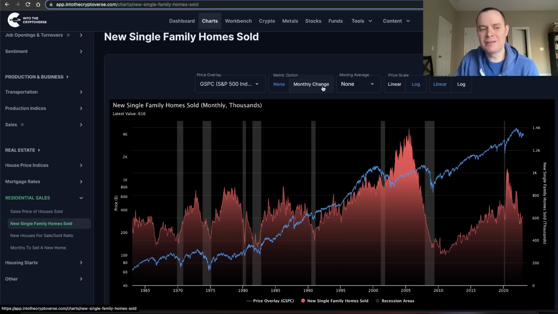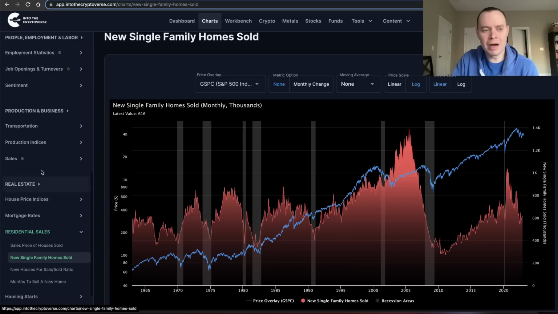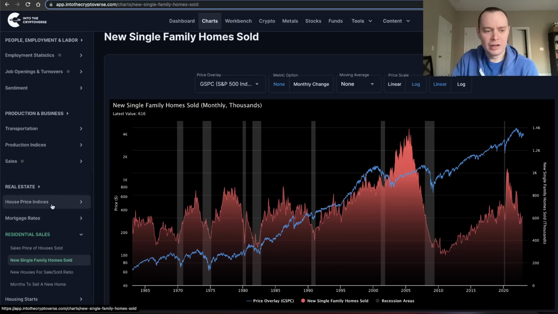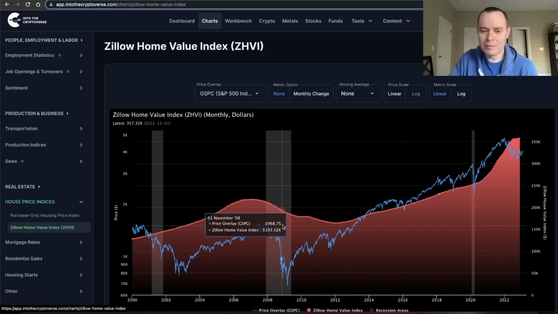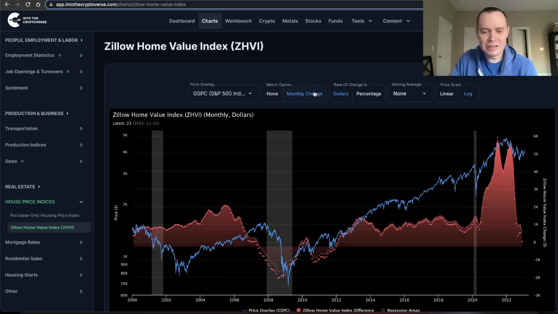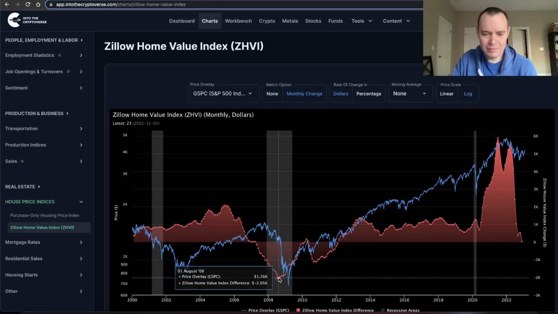And again, that goes back to the first chart we looked at. Just to remind you, the house price indices, the Zillow Home Value Index. Remember, if you waited for this to bottom, that was sometime in 2012. I mean, the bottom of the stock market would have occurred like 3 years earlier. But look at the monthly change. Look where that bottomed. It bottomed in August of 2008.